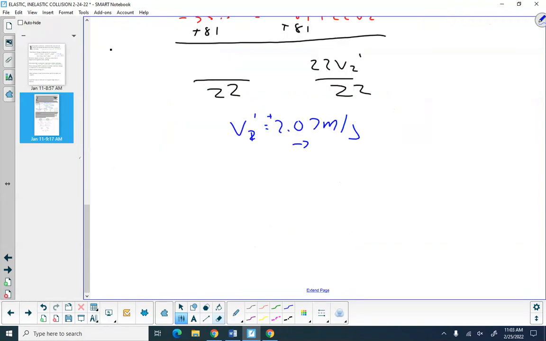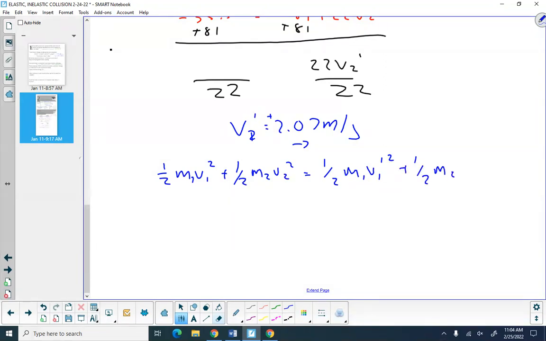Once again, we could use 1/2 m1 v1 squared plus 1/2 m2 v2 squared equals 1/2 m1 v1 prime squared plus 1/2 m2 v2 prime squared. Since we're elastic, we can use the idea of conservation of kinetic energy and come down to the same solution if we sub in. The nice thing about this is all your velocities turn into positives here.